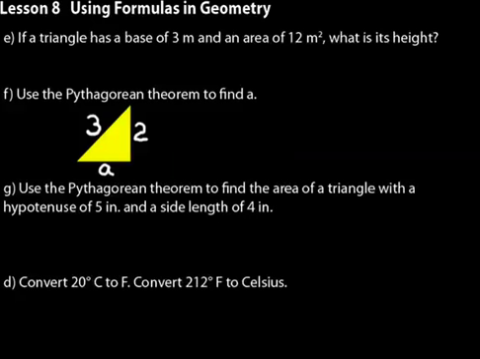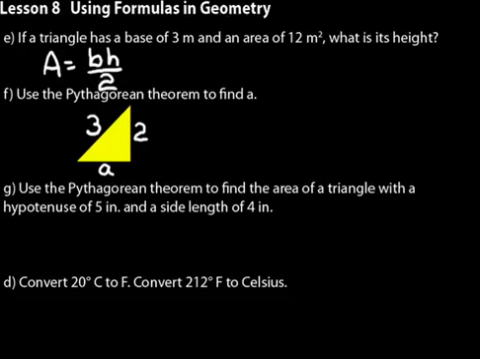If a triangle has a base of 3 meters and an area of 12 square meters, what is its height? Well, let's just write the formula down. Area for a triangle is equal to 1/2 the base times the height, or we can just say b times h over 2. You can write it like that as well. So what do we know here? Well, we know that its base is 3, its area is 12. We need to find its height. So we need to rearrange this problem to solve for height. Let's go ahead and do that first.